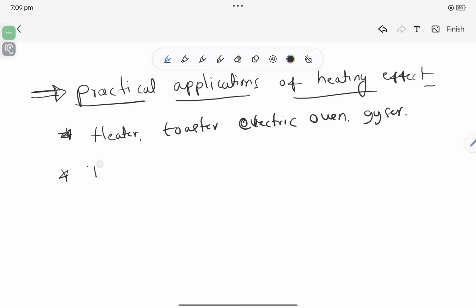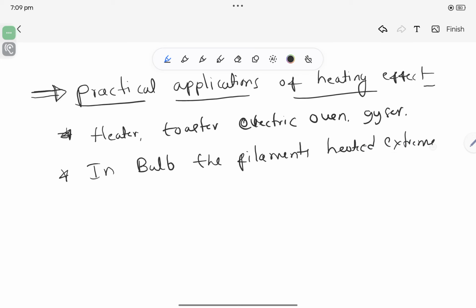In a bulb, the filament is heated to an extreme temperature. So due to this, light energy will come.